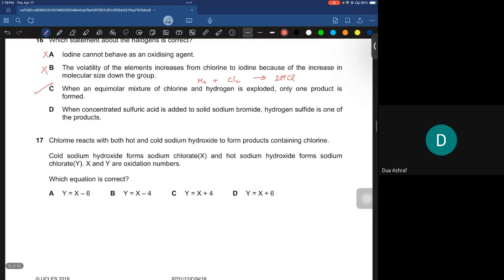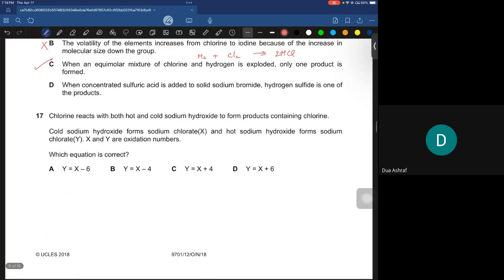Question 17 says chlorine reacts with both hot and cold sodium hydroxide to form products containing chlorine. Cold sodium hydroxide forms sodium chlorate X and hot sodium hydroxide forms sodium chlorate Y. X and Y are oxidation numbers. So how can you identify this?